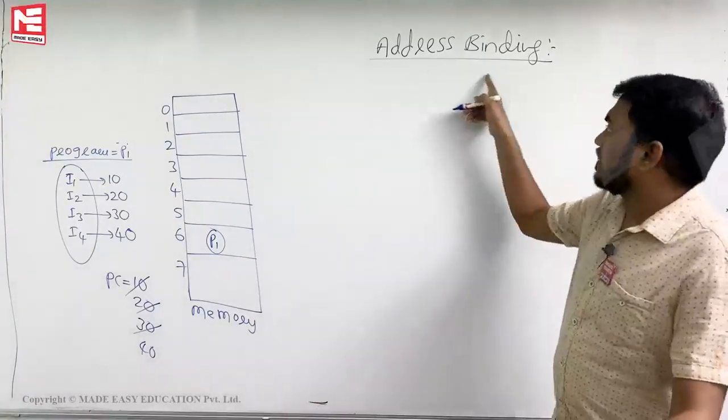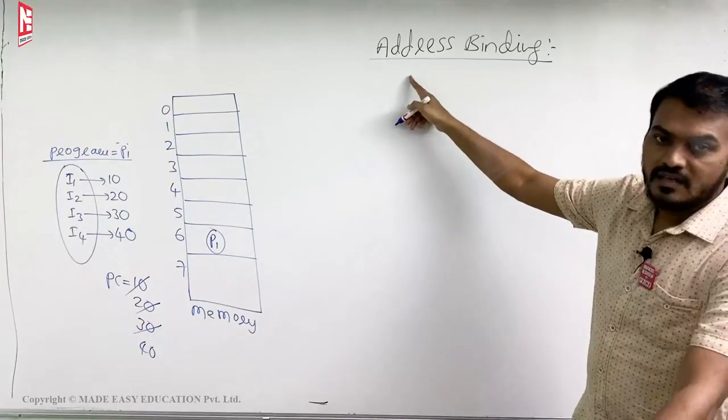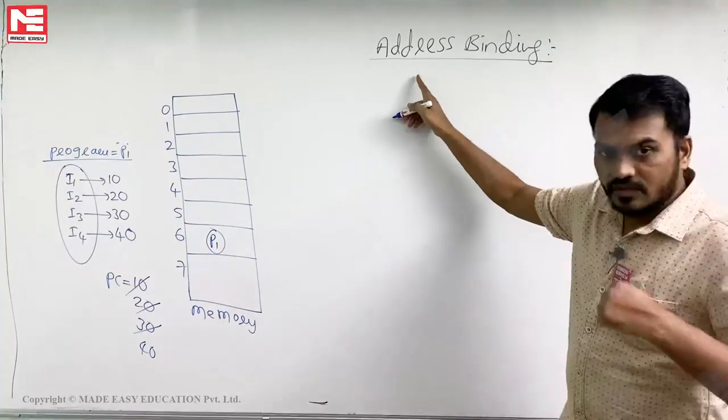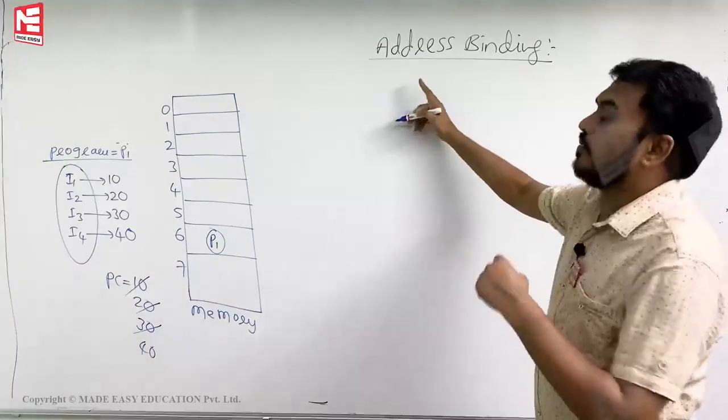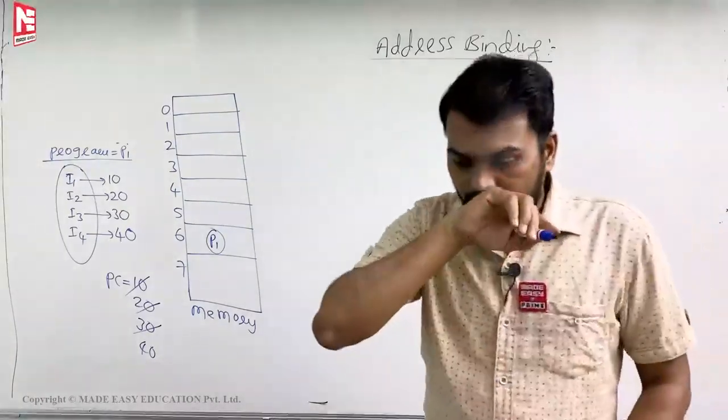First, keep the heading address binding. Then note down the definition. Write the definition first, and after that you can copy this. Listen first. Keep the heading address binding. Note down the definition.